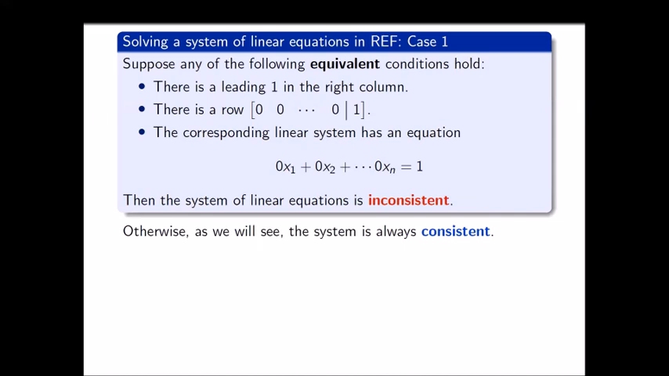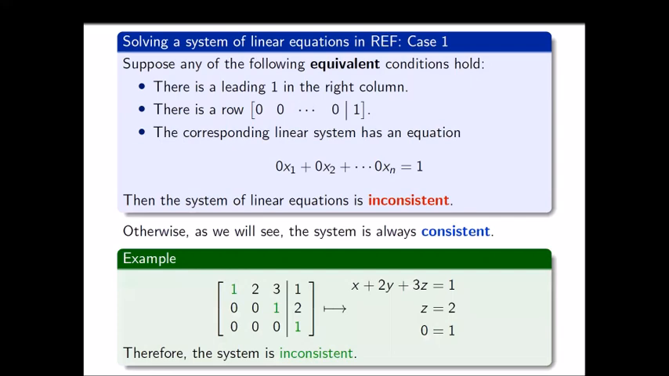Otherwise, the system is always going to be consistent. So if you have an augmented matrix in row echelon form that doesn't satisfy any of these three conditions, the system is going to be consistent, so it's going to have at least one solution. Let's look at an example.